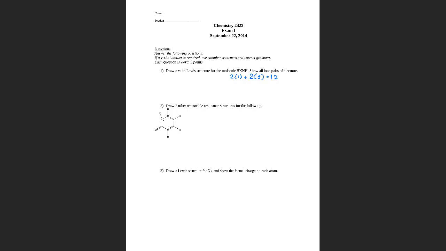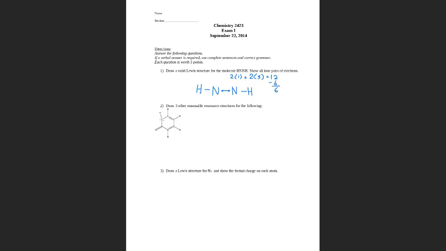But for this one, the skeleton structure, I'll just go ahead and draw H, which is connected to a nitrogen, which is connected to another nitrogen, which is connected to a hydrogen. Now, recognizing, of course, that every bond is a shared pair of electrons, how many electrons have I already used up in this Lewis structure? 6. Yeah, I've used up 6. I'm going to subtract 6 from this, because I have 6 left.